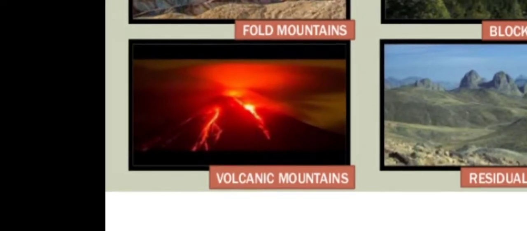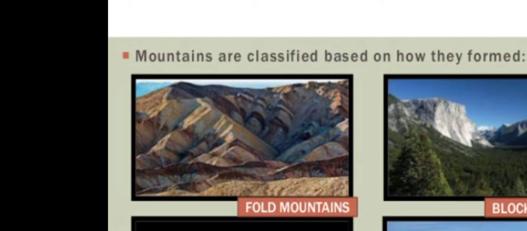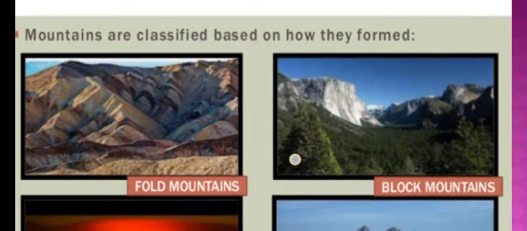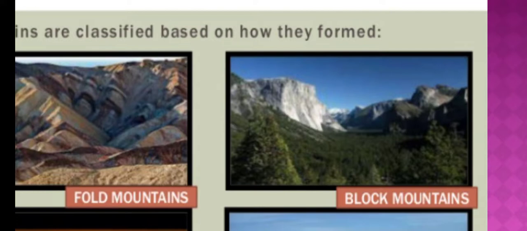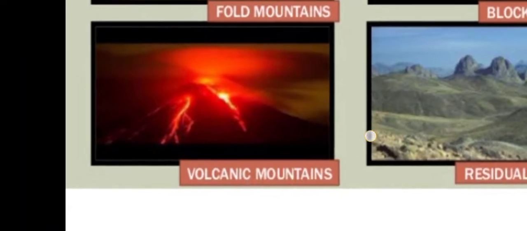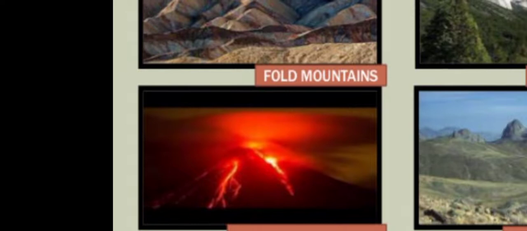So here you can see fold mountains. Fold mountains are the common mountains which are found in the form of peaks. And here you can see block mountains. Block mountains are stretched across hundreds of kilometers, and an example is the Vosges. These are the block mountains which are found in a distinct block shape. And then volcanic mountains, in which magma rises, and due to the rising of magma, they form volcanic mountains.